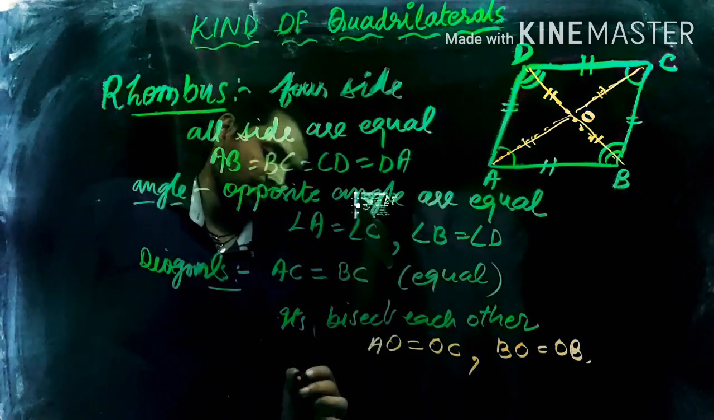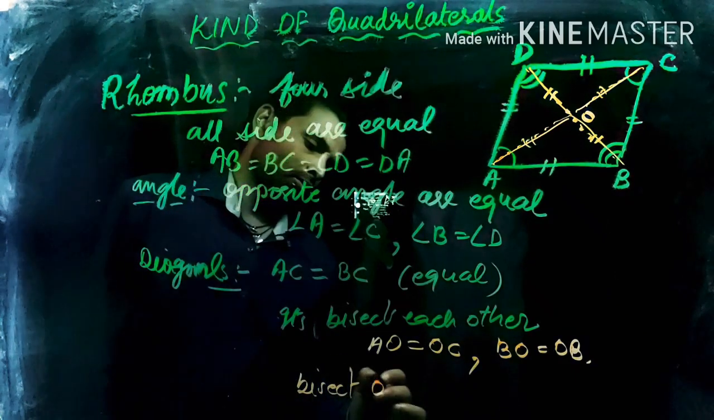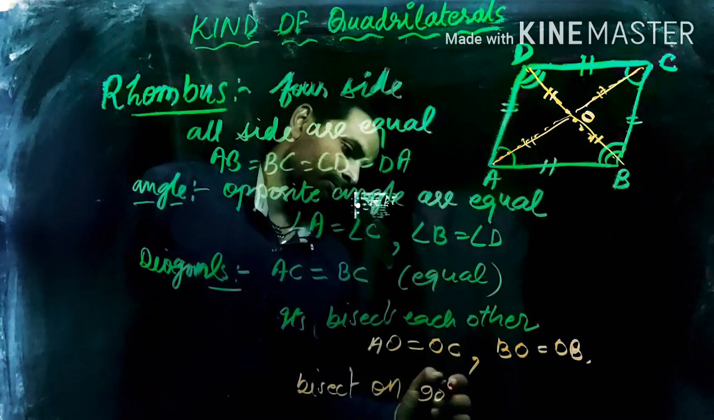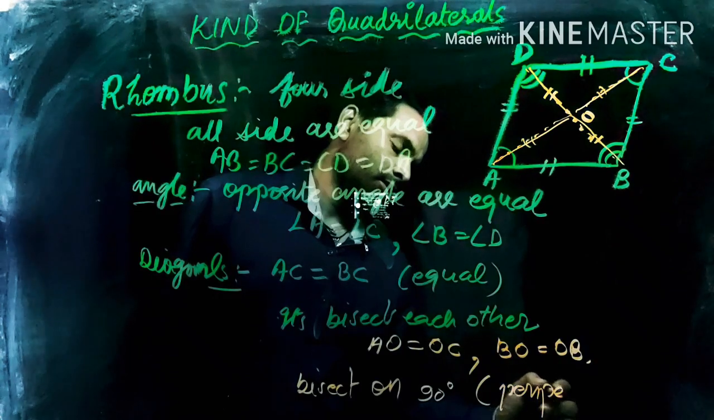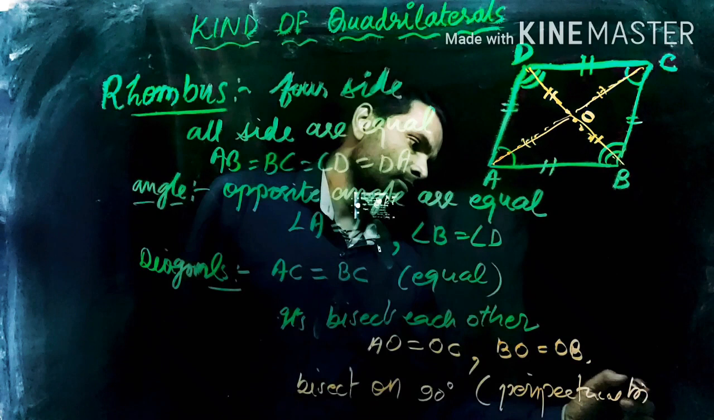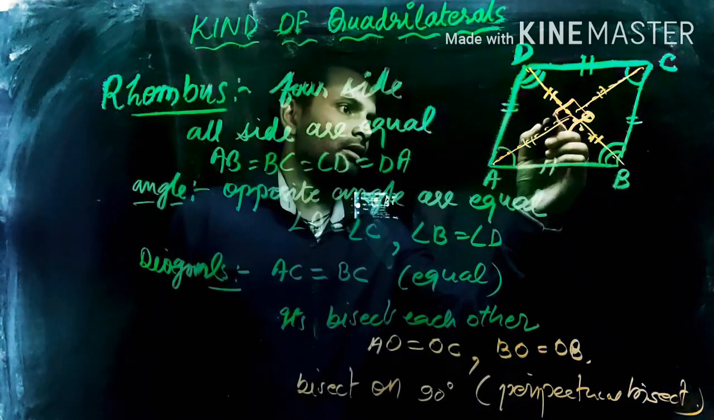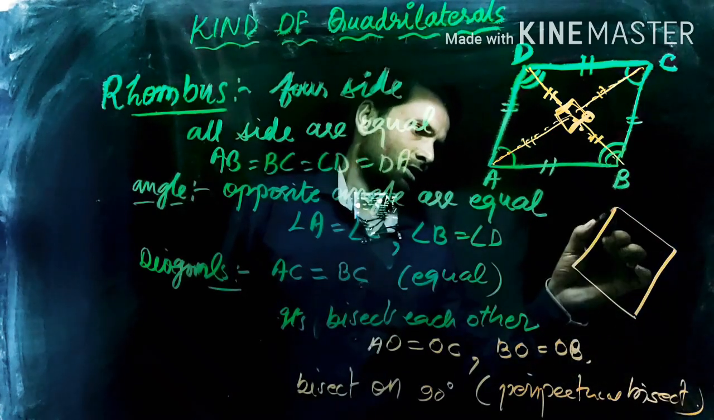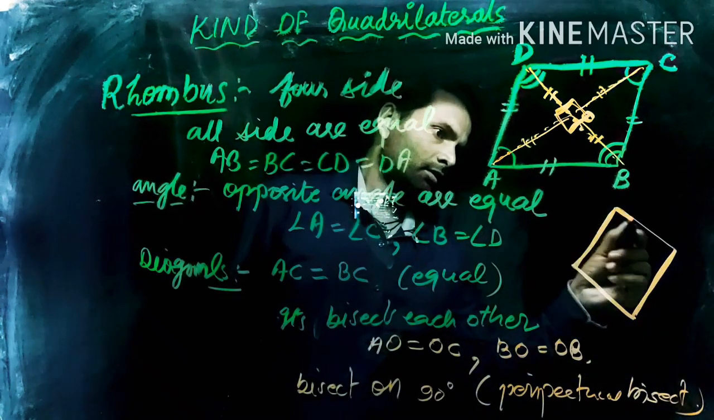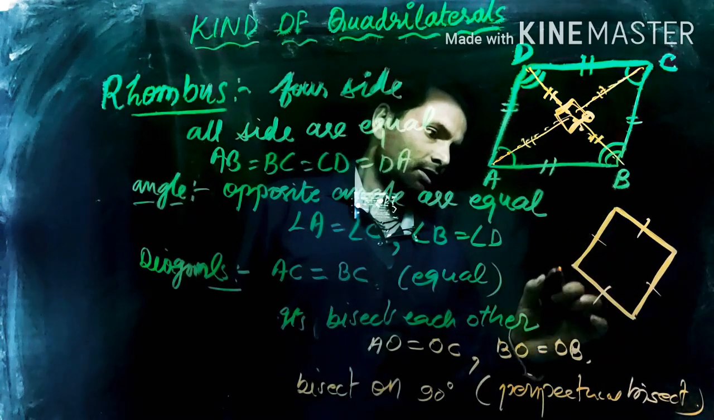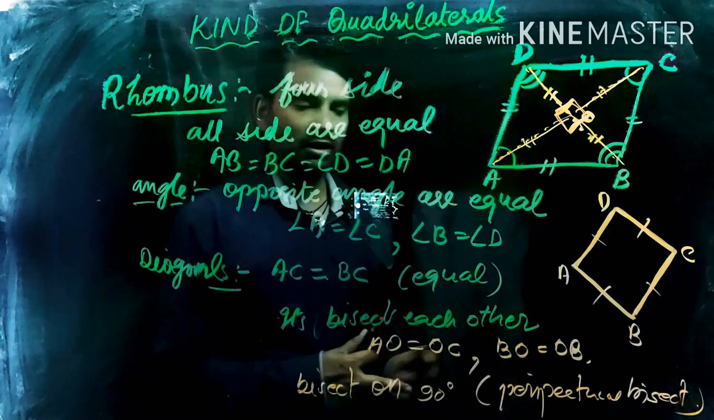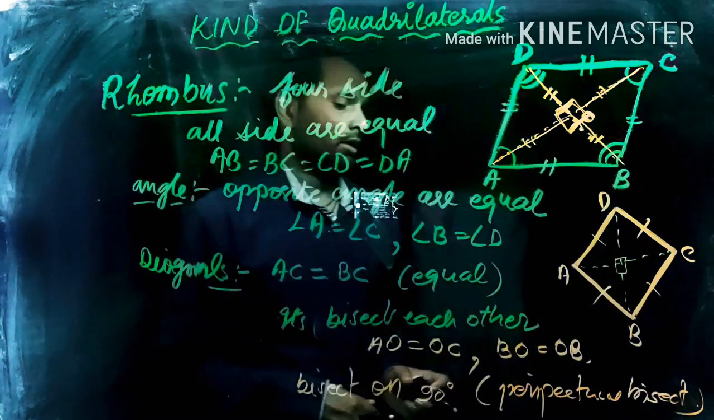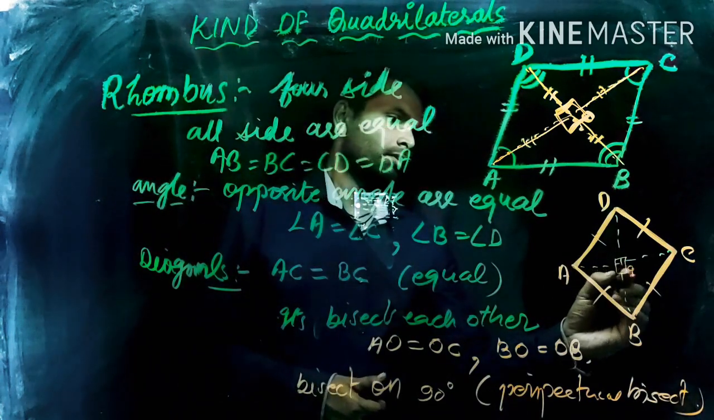And the diagonals also bisect perpendicularly, at 90 degrees. It is called a perpendicular bisector, which means the angle is 90 degrees. The diagram will look like this: the sides are equal, and the diagonals of ABCD are two diagonals that bisect perpendicularly, which means each angle is 90 degrees.